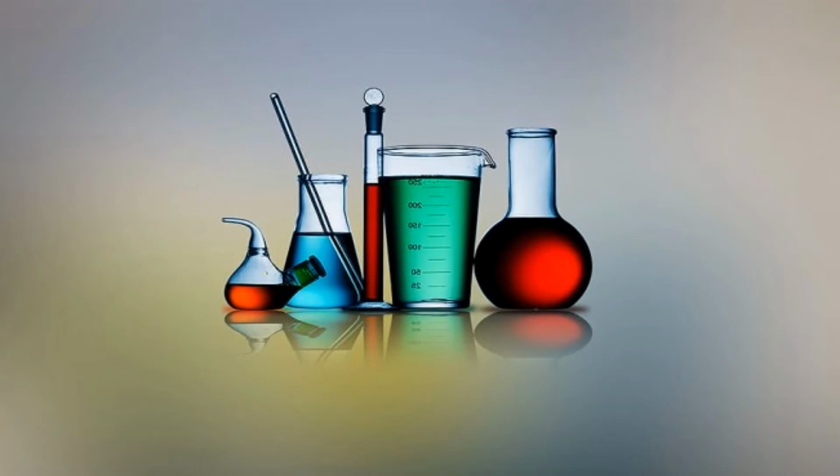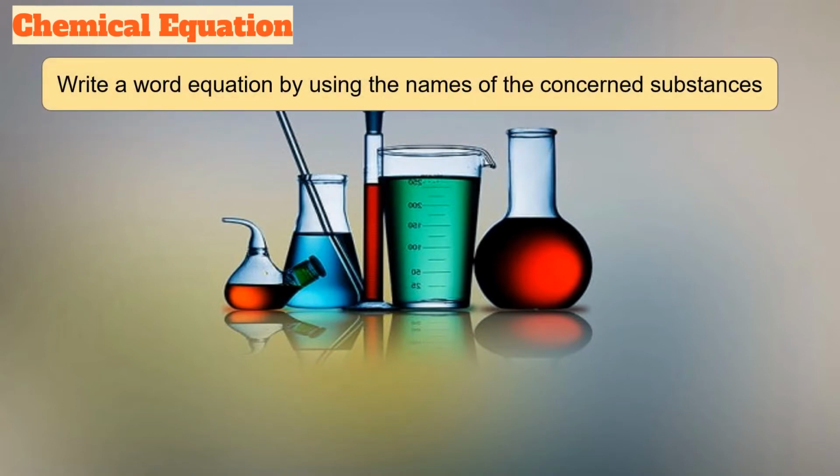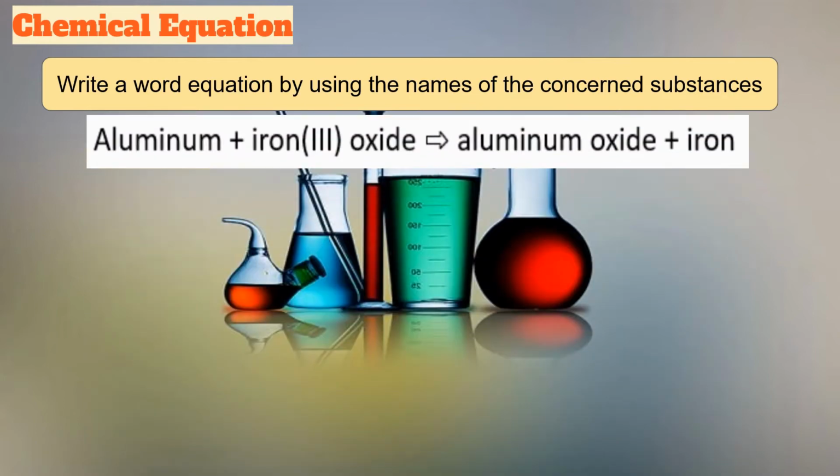So let us now learn how to write a chemical equation out of this word equation. For a chemical equation, you need to write a word equation by using names of the concerned substances. Basically, if we have aluminium and iron oxide reacting, we get aluminium oxide and iron. This is the word equation that we write when we have to write a chemical equation. So this is the first step.